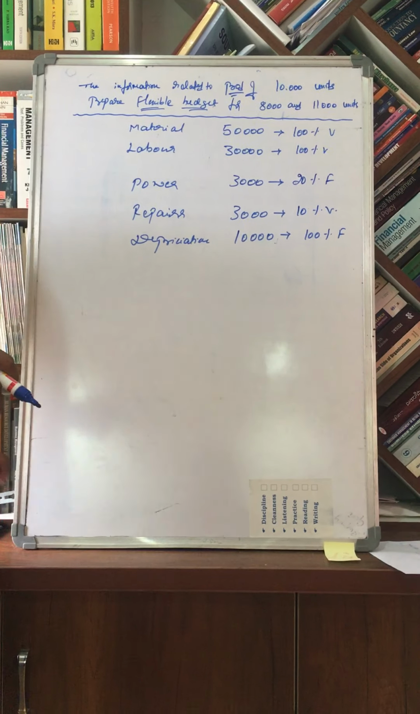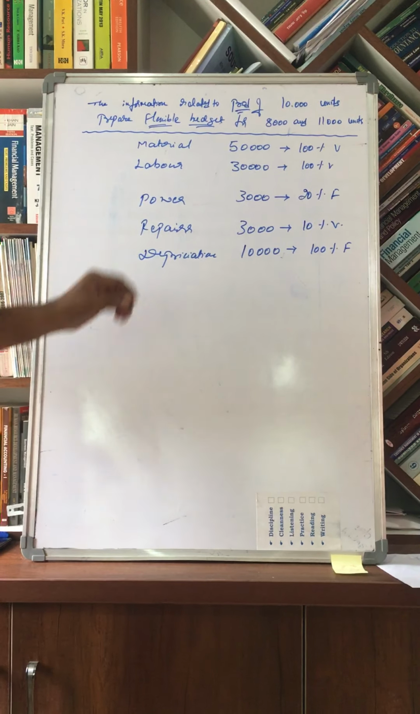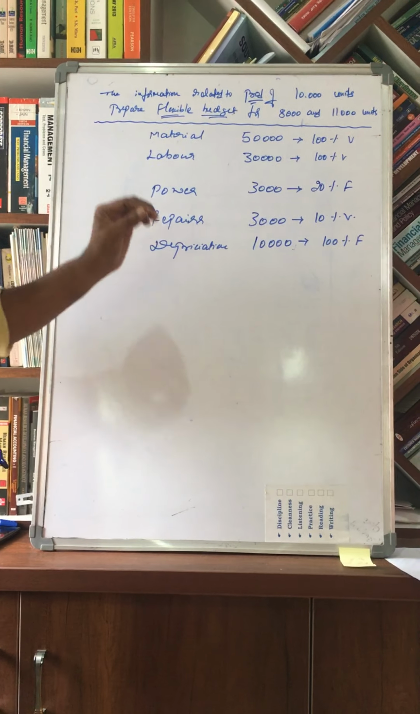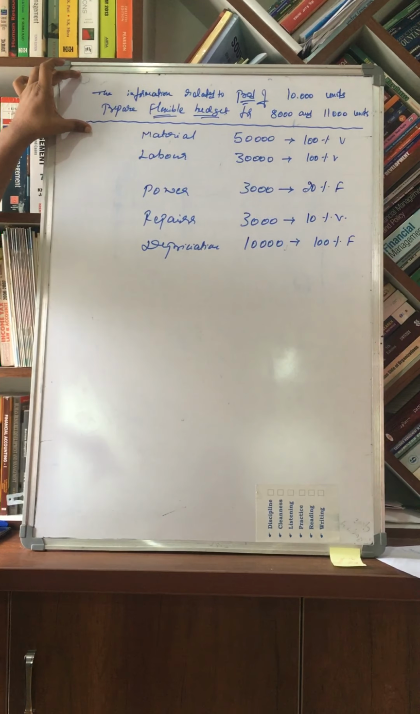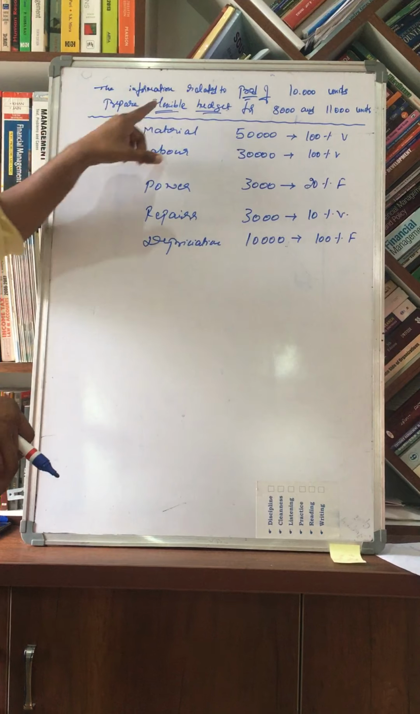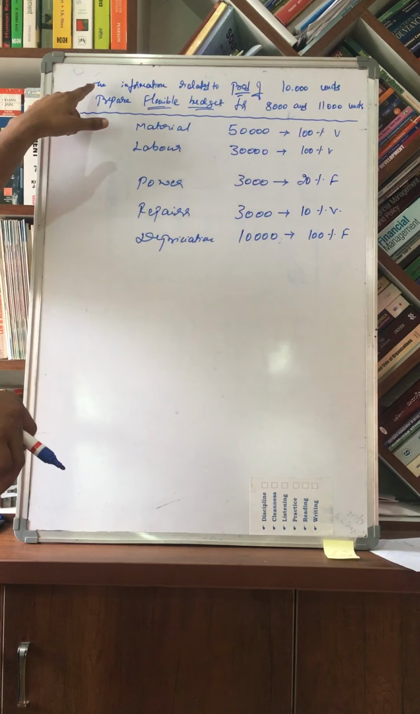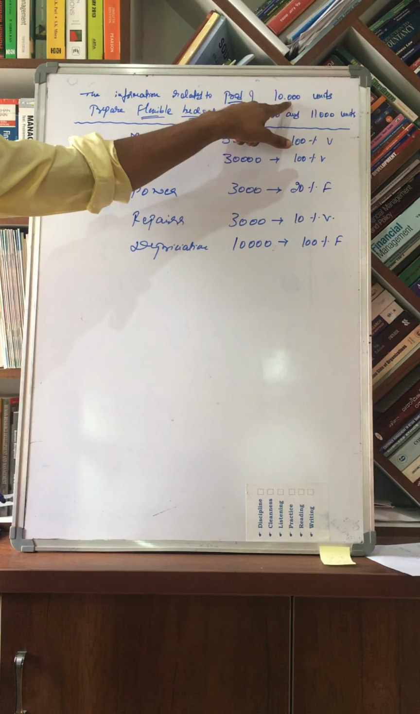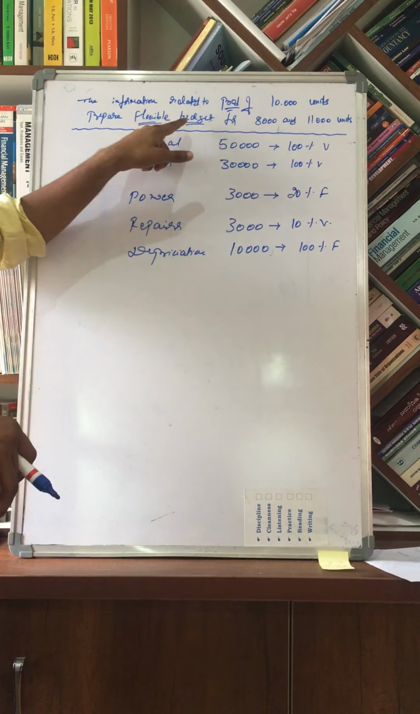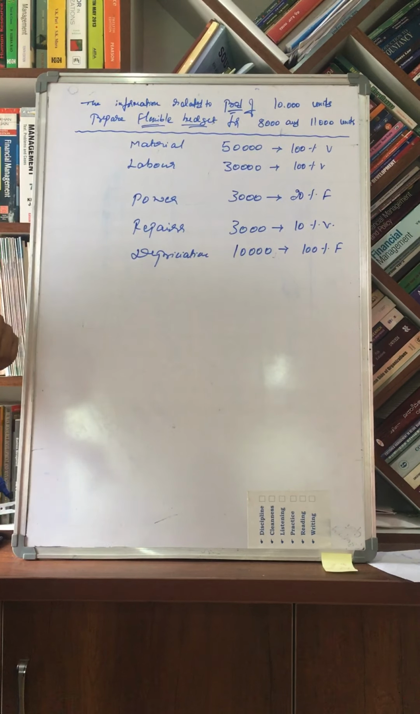Morning. Today I am going to explain the problems on flexible budget, how to do the problems on flexible budget. This is one illustration regarding the flexible budget. The information is related to the production of 10,000 units. Prepare a flexible budget for 8,000 and 11,000 units.